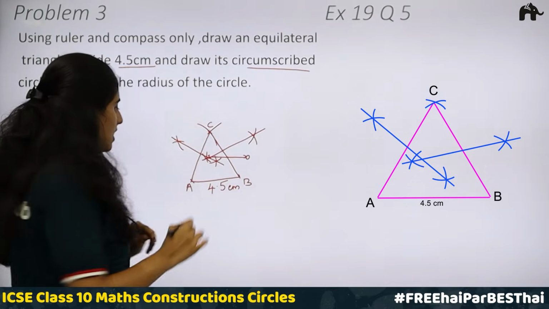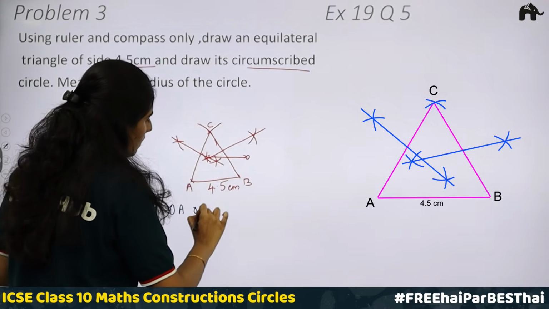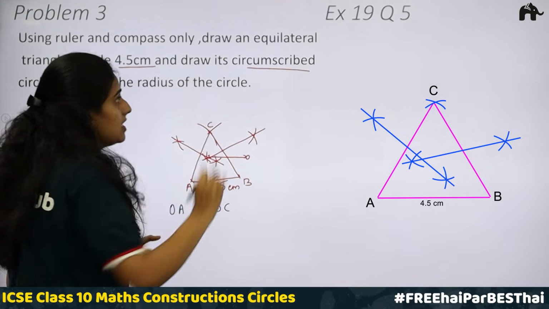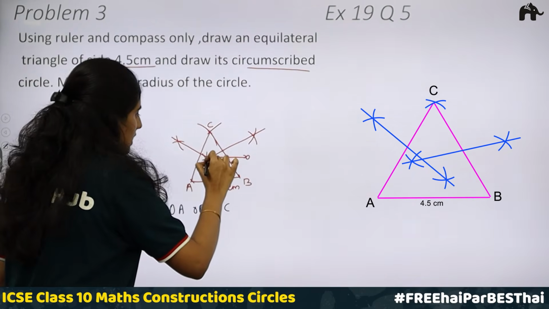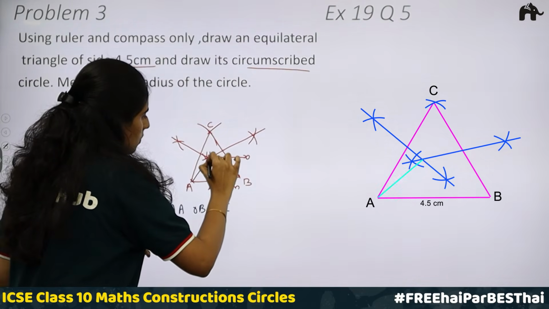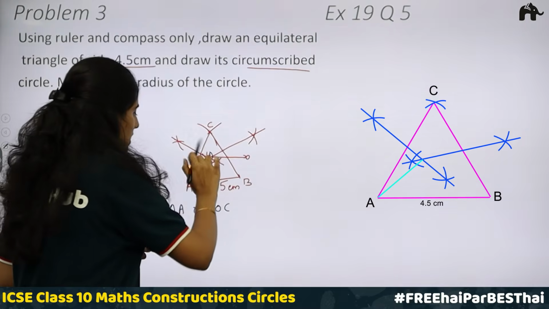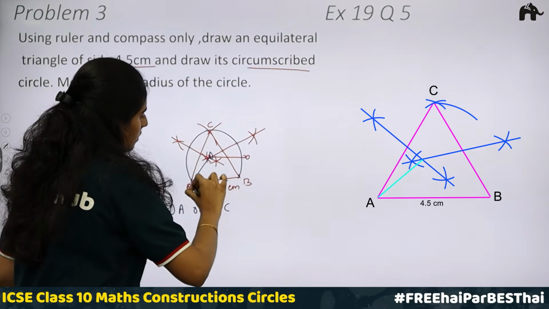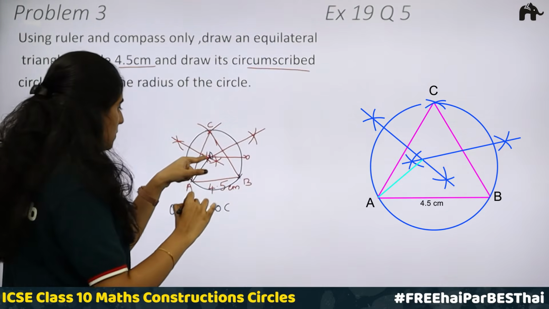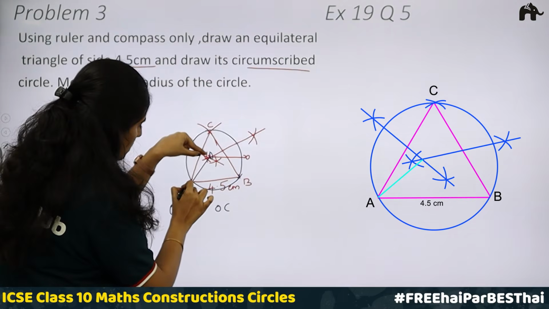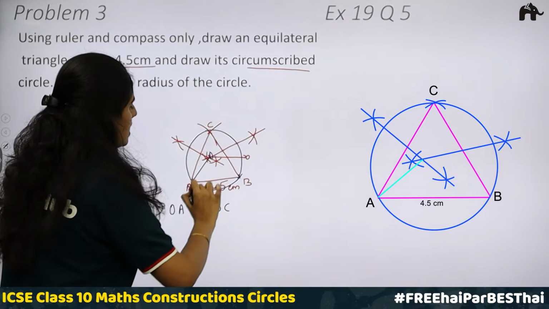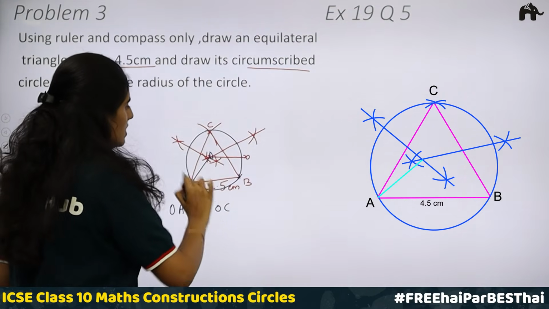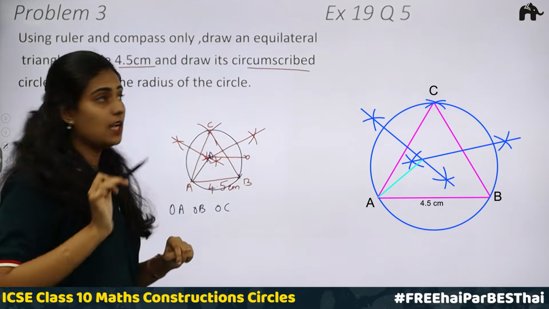With O as center, and OA, OB or OC as radius, we are going to draw a circle, which will be our circumcircle. Clear? So here, this is my OA. With OA as radius, I am going to draw a circle. You keep the compass at point O and the pencil touching A. When you draw the circle, it touches the vertices A, C and B of the triangle. So this circle is the required circumscribed circle.